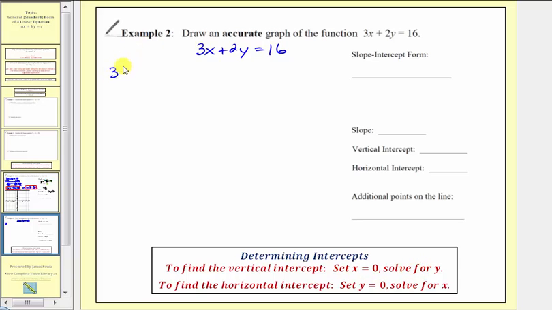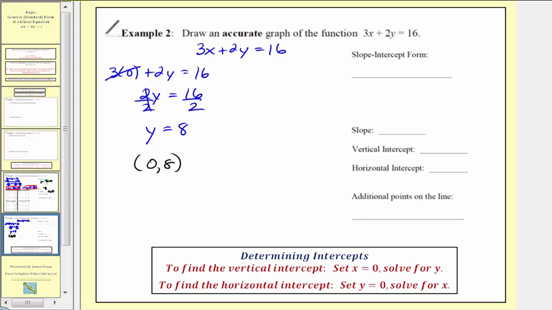So that would give us 3 times 0 plus 2y equals 16. Simplifying, 3 times 0 is 0. Whenever determining the vertical intercept using the general form of our equation, the x term will always simplify out because we're substituting 0 for x. So this gives us the equation 2y equals 16, dividing both sides by 2. We have y equals 8, which means the vertical intercept is 8. As an ordered pair, we would have 0, 8, which we actually already knew.